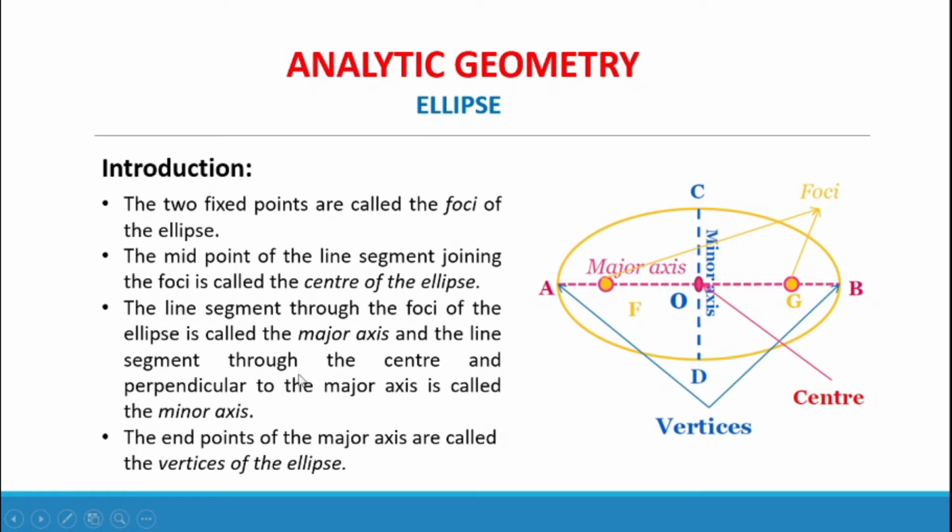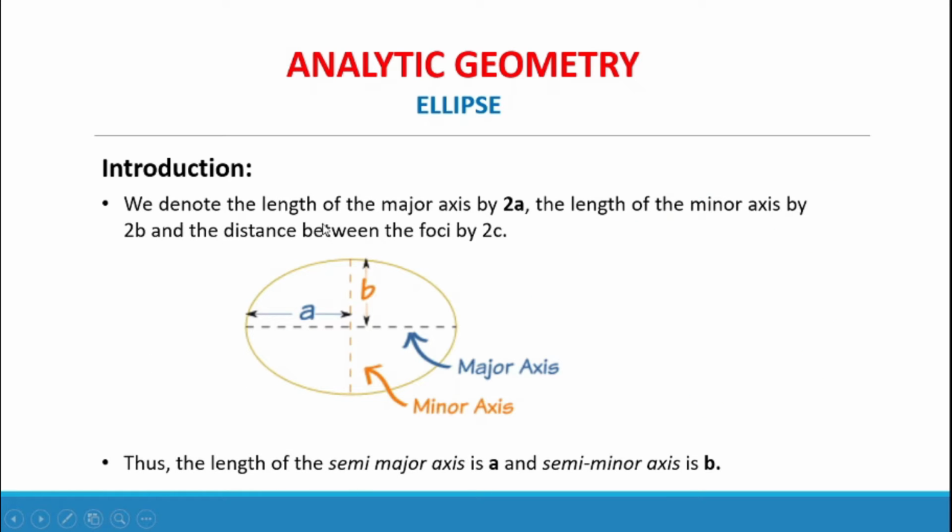And the line segment through the center and perpendicular to the major axis is called the minor axis, from point C to point D. The endpoints of the major axis are called the vertices of the ellipse, and we denote the length of the major axis by 2a and the minor axis by 2b, and the distance between the foci by 2c.